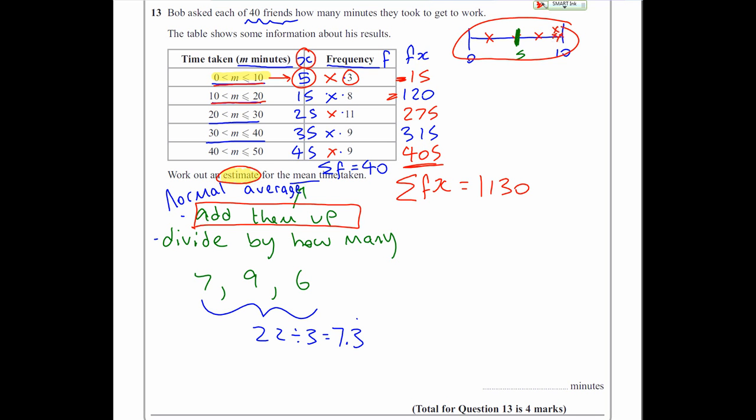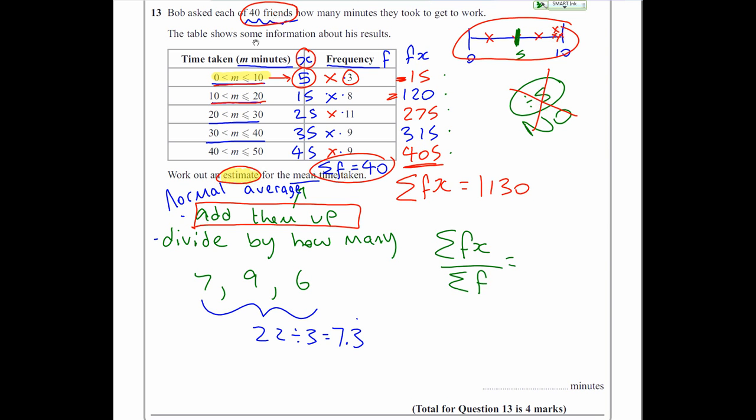Now, big mistake is divide by 1, 2, 3, 4, 5. No, do not do that. There are not 5 people. There are not 5 numbers. There are 40 numbers. Okay, so you might have seen the formula before. Sigma f of x divided by sigma f. The total numbers all added up, 1,130, divided by how many there are, 40.